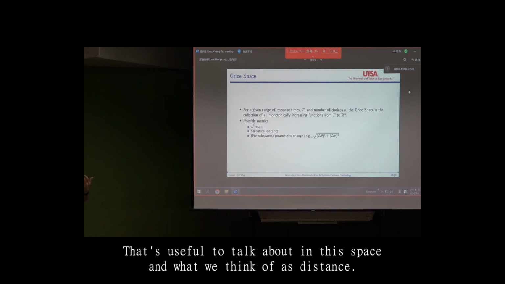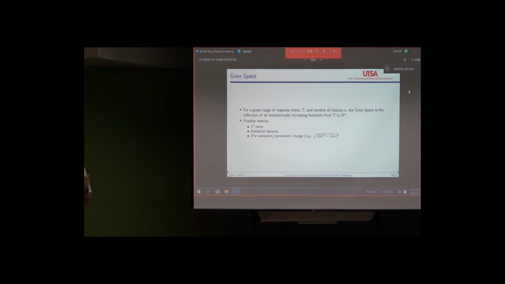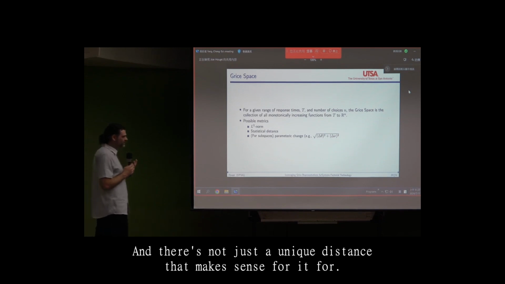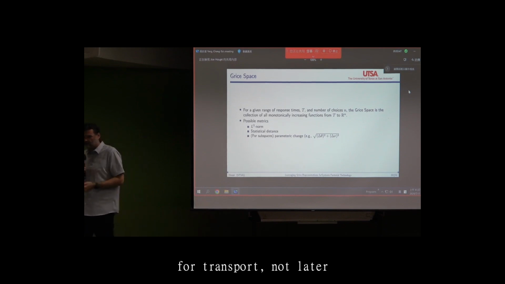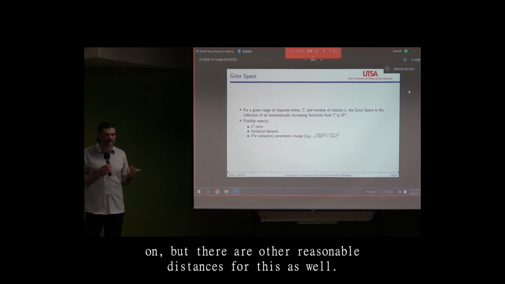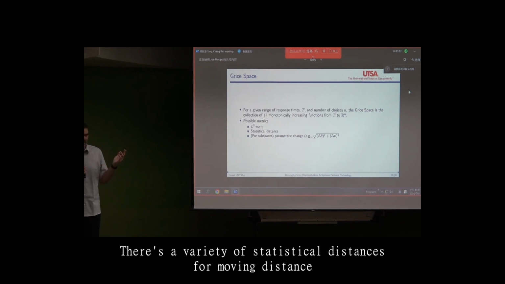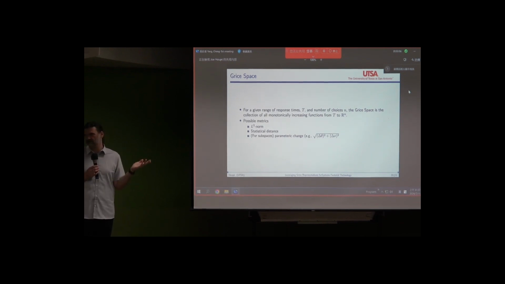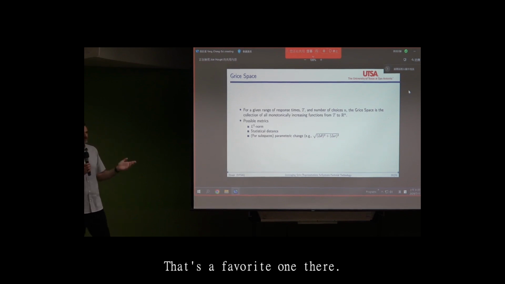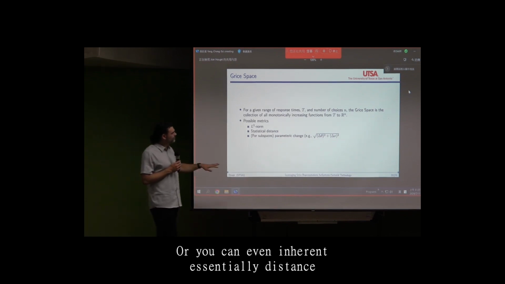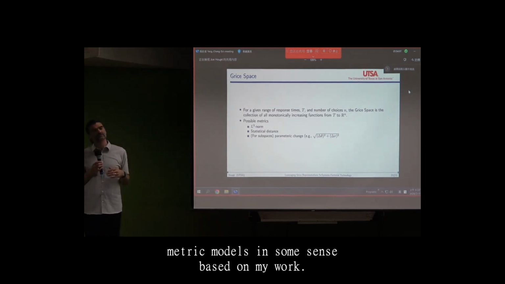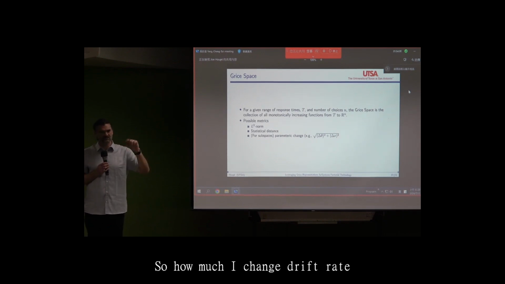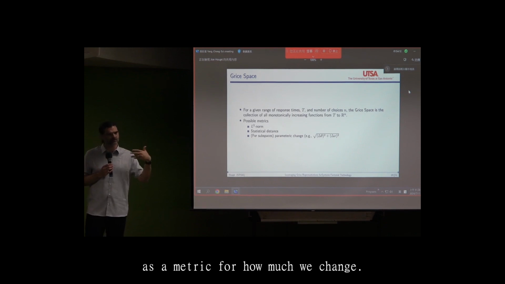So it's useful to talk about in this space what we think of as distance. And there's not just a unique distance that makes sense for it. For the slides later, I'll focus on the L2 norm. I'll explain that later. But there are other reasonable distances for this as well. There's a variety of statistical distances. Earth mover's distance, if you've taken classes in computer science, is a favorite one there. You can even inherit essentially a distance metric from one of the models for the subset of space where that model works, so how much I change drift rate as a metric for how much we change in the space.